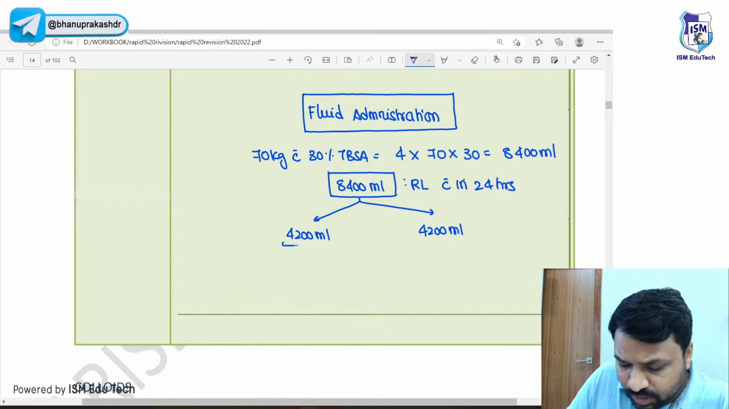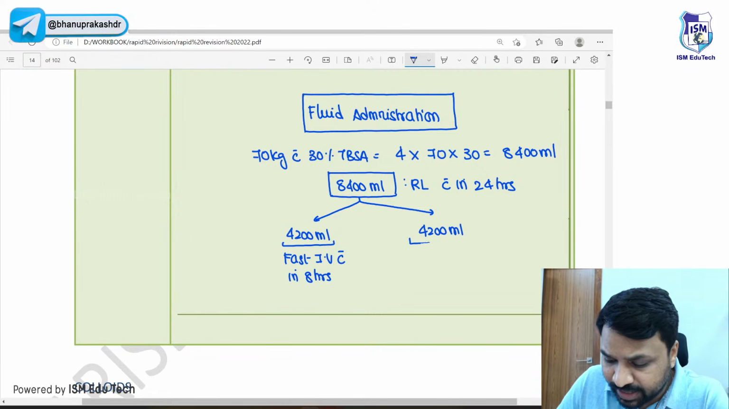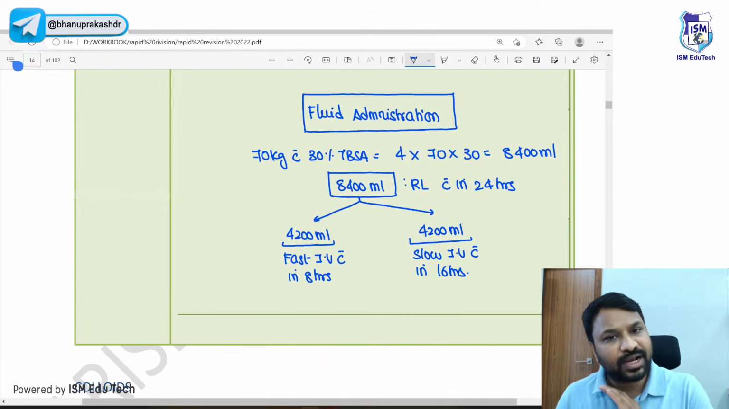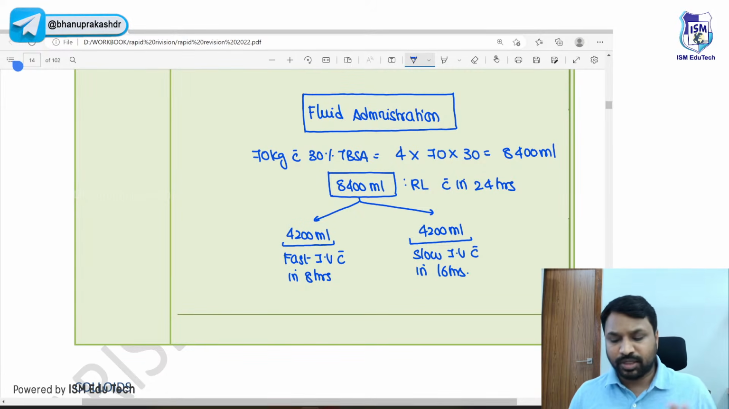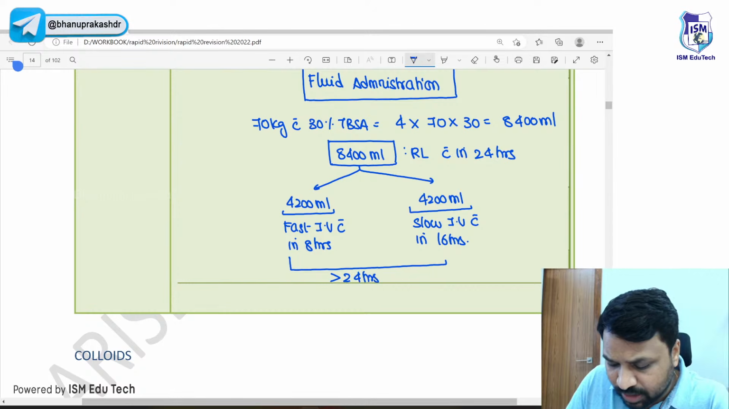Now the first 4,200 ml, I am going to give as fast IV within 8 hours, whereas the next 4,000, I will give as slow IV, that is within 16 hours. But in total, within 24 hours, I have to finish the entire burn fluid. Now, majority of the students have asked me, sir, after 24 hours, what will you do?